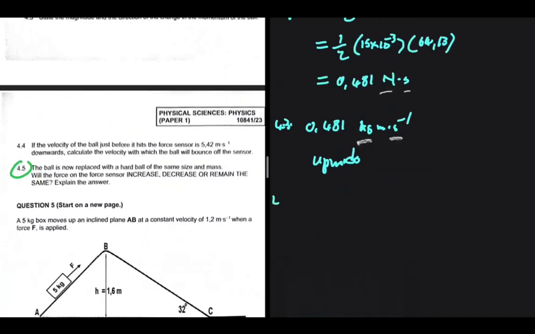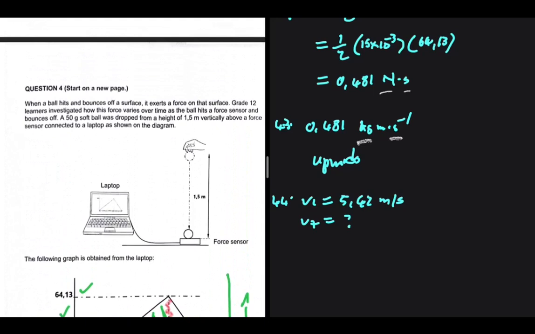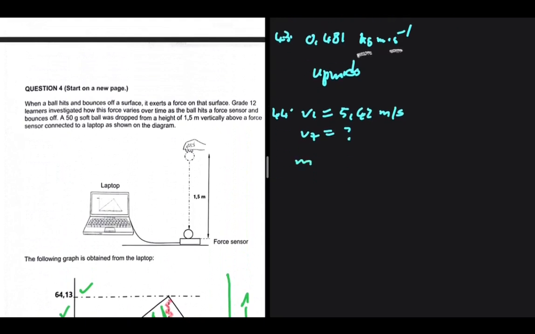So in 4.4, if the velocity of the ball just before it hits the force sensor is 5.42, so Vi is equal to 5.42 meters per second downwards, calculate the velocity with which the ball will bounce off the sensor. So we're looking for Vf. What is Vf? That's what we're interested in. We need the mass of our softball. The mass is equal to 50 grams, which we're going to divide by 1000 to convert to kgs. And what else do we have?